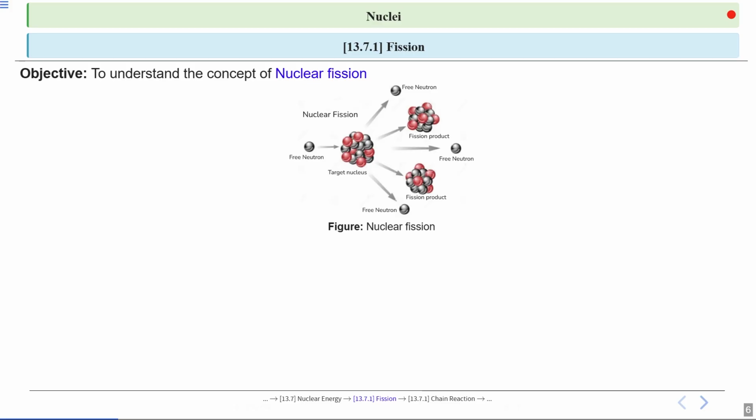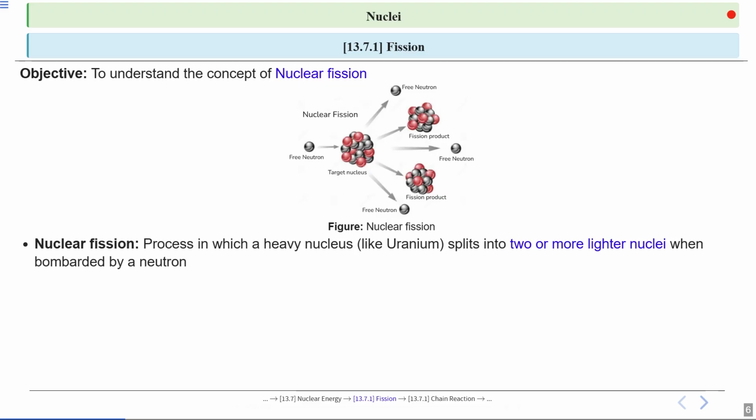Let's start by understanding nuclear fission. Notice the diagram in the center. This shows a heavy nucleus splitting apart. Nuclear fission is a key concept in nuclear physics and is the basis for both nuclear reactors and atomic bombs. We will break down what happens during this process step by step.